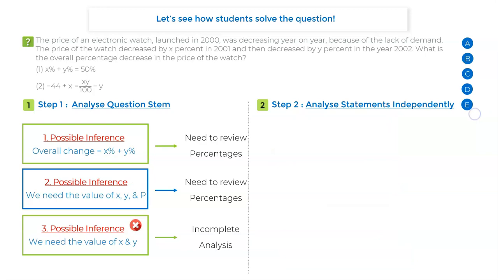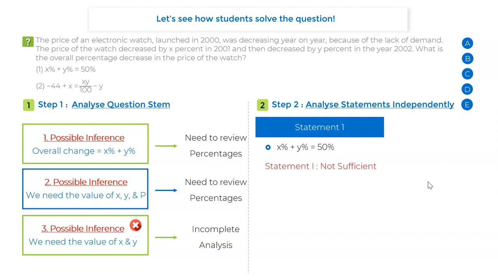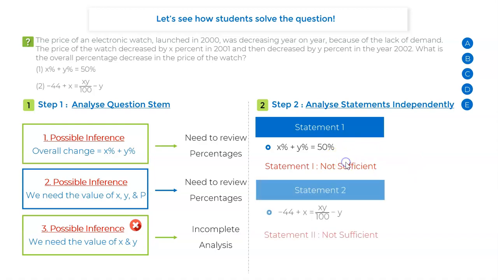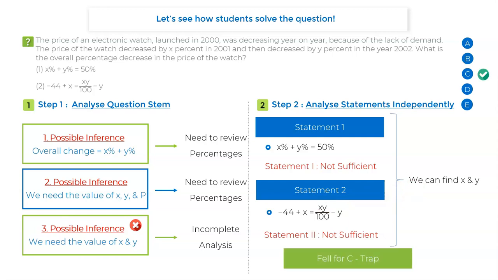Now, people who fall in the third category, where you're just thinking that you need X and Y, you know that you need both X and Y individually to find the answer. So you look at the first statement, you'll say this is not sufficient. You look at the second statement, you'll again say, hey, I need both X and Y, this is not sufficient. You'll combine both of them and you'll say, okay, two variables, two equations, so we can find X and Y. So let's mark the answer as C. And let me tell you, if you're thinking this way, then you fell for the C trap.